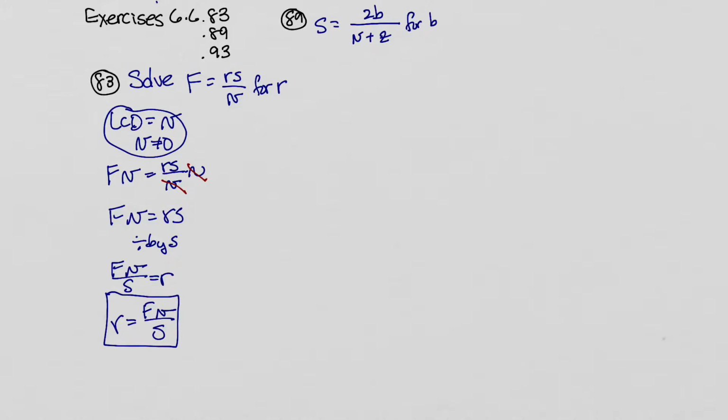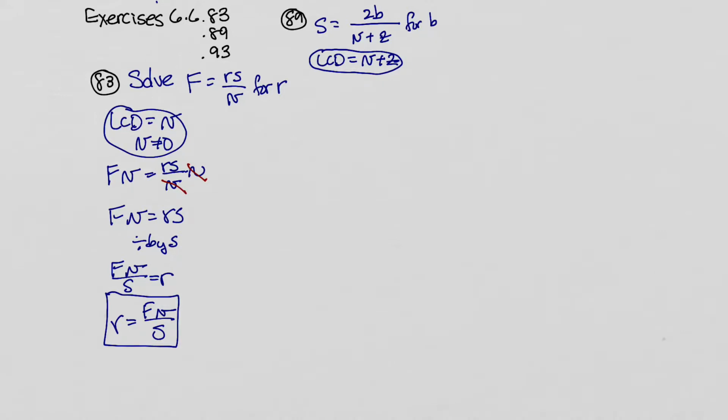So in problem number 89, what we've got is that s is equal to 2 times b divided by v plus z. And we want to solve it for b. We want to get b on one side, so we want b equals something over here. This is an equation involving rational expressions, so we know what to do. We're going to get the LCD. So the LCD here is just this v plus z, and because there's more than one variable, we're not going to bother with the excluded values. So there's our LCD.